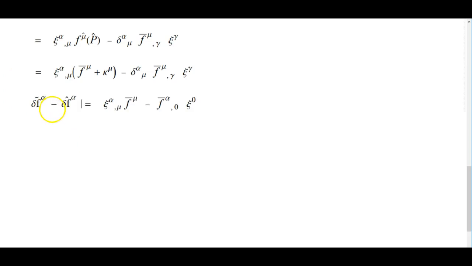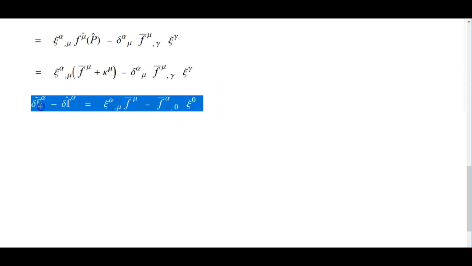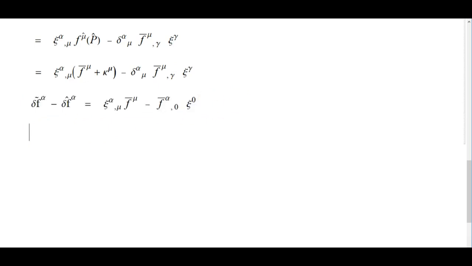It's equal to this. So the vector perturbation transformation can be written as this plus this. And finally, we can drop the caret sign. So the one without caret is gauge 1, and the one with tilde is gauge 2.